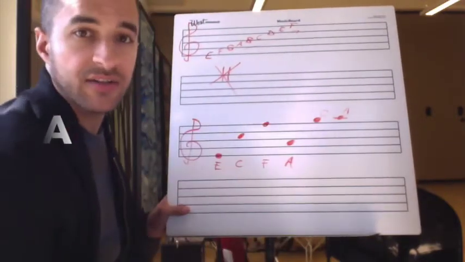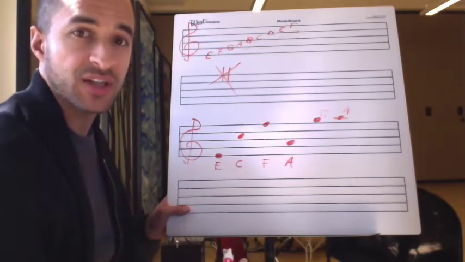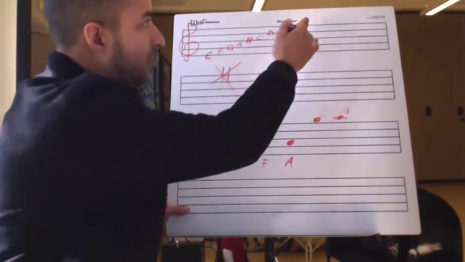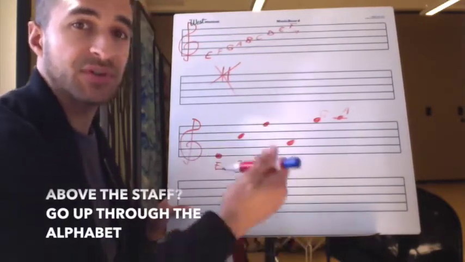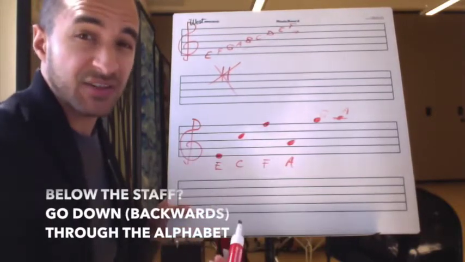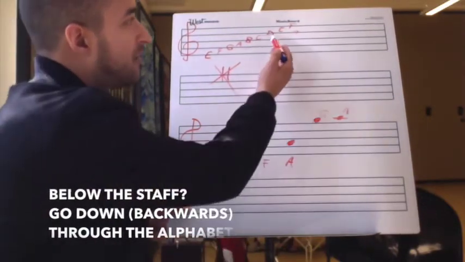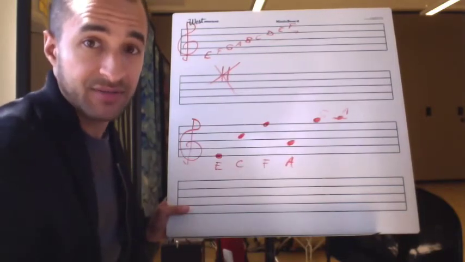Now let's take a look at notes that are below the staff. And the trick here is that you have to remember that just like when we have notes above the staff, we're going up through the alphabet. When you have notes that are below the staff, you're going to go backwards through the alphabet. So take a second right now and try and memorize your alphabet from G down to A backwards.